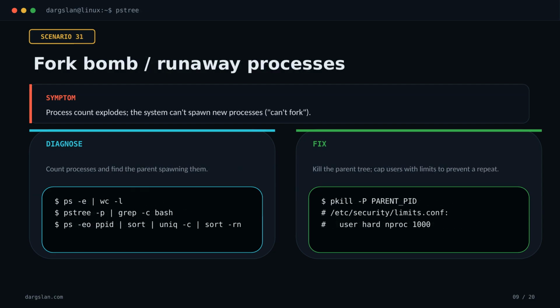From silicon to software, now the system can't even spawn a new process, and you're staring at can't fork errors. Start by counting. ps -e piped to wc -l tells you the scale, and grouping by parent PID with ps -eo ppid, sorted and uniqued, shows you exactly who's doing the spawning. Once you've spotted the culprit, kill -P on the parent collapses the whole tree in one shot. Then make it a one-time event by capping nproc per user in /etc/security/limits.conf, because if it happened once, it'll happen again.